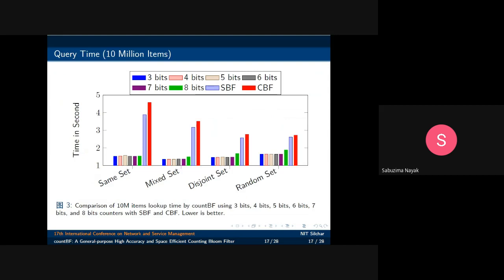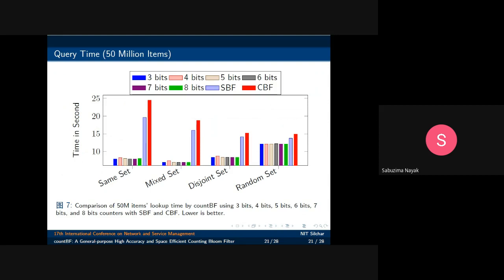We have performed the query operation for 10, 20, 30, 40, and 50 million, but due to time constraint, I'm going to discuss only the 50 million. This figure illustrates the 50 million lookup time by CountBF. The x-axis represents the data set, that is same set, mixed, disjoint, and random set. Y represents the time in seconds.